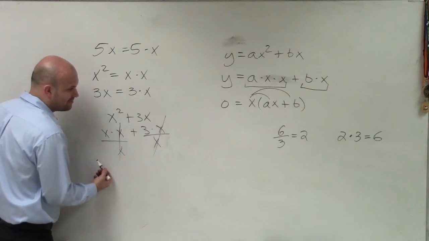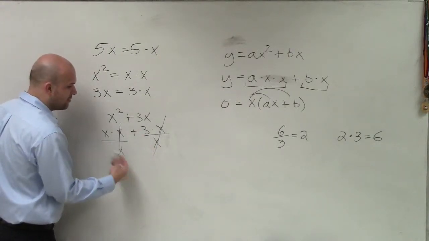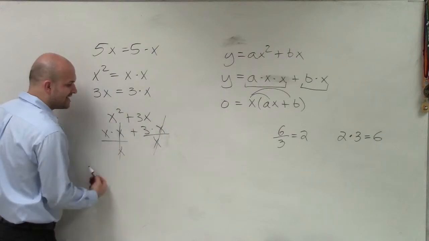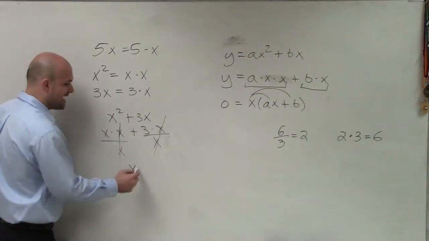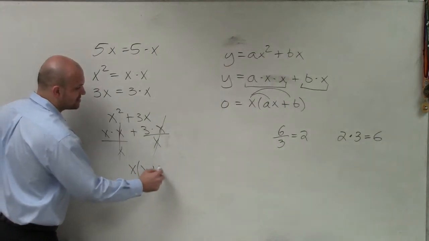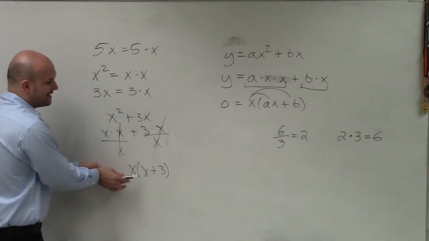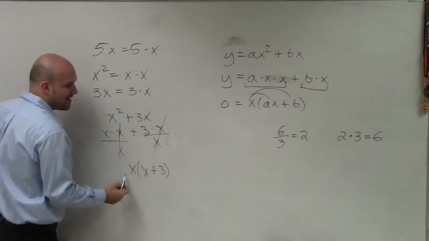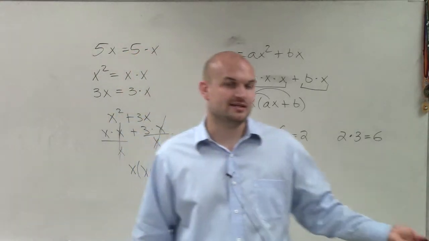I'm dividing these both by x, right? But I want to rewrite this as a product. So the way that I rewrite this product, when I divide this out, the x isn't going away. What I'm doing is just factoring it out, so I'm left with x times (x plus 3). I'm taking this division and rewriting it as a product. And this would be our factored form that we can then apply the zero product property to and go ahead and solve.